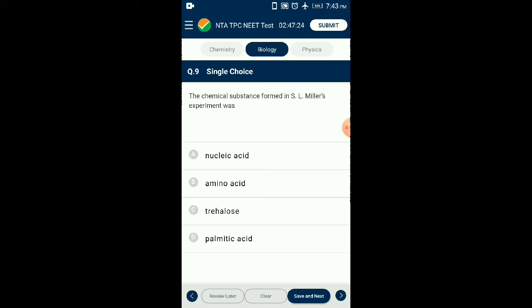The gases were allowed to condense in a narrow tube and pass through a liquid flask. This experiment was set for several days and products were analyzed chemically. As a result, few amino acids and complex organic compounds were obtained. So the answer for this question is option B, amino acid.